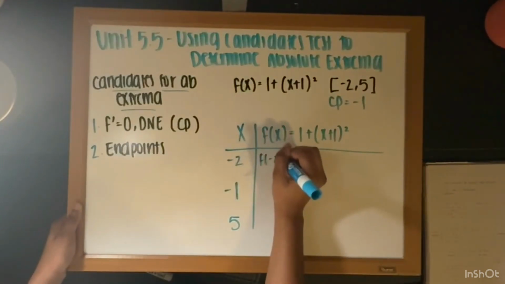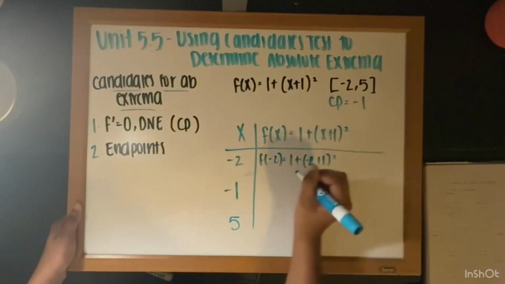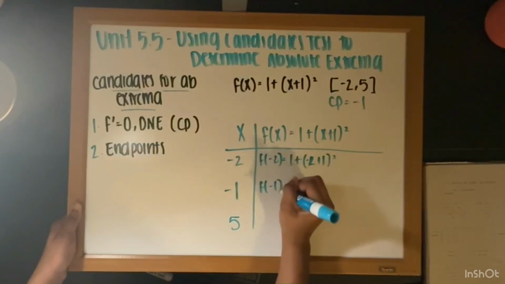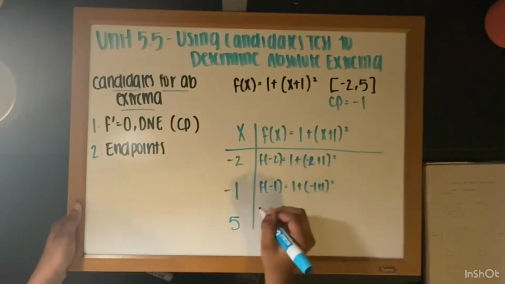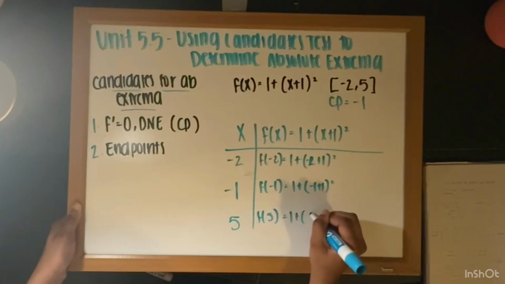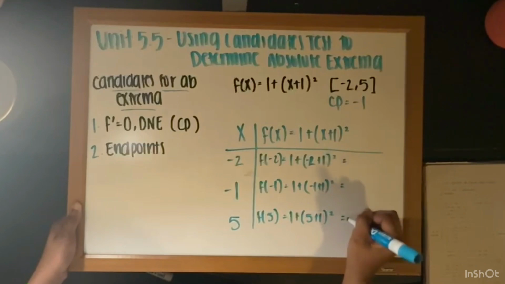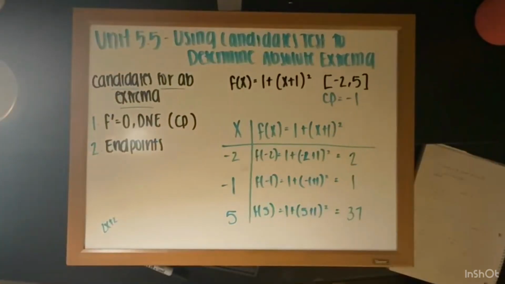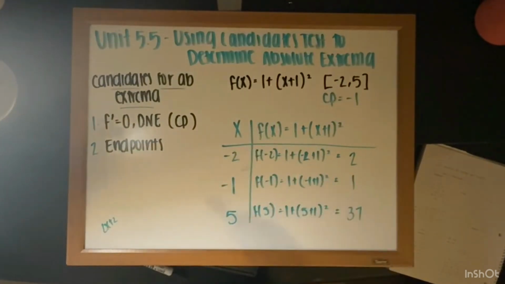So f of negative 2 equals 1 plus (negative 2 plus 1) to the power 2. f of negative 1 equals 1 plus (negative 1 plus 1) to the power 2. And f of 5 equals 1 plus (5 plus 1) to the power of 2. And solve. After solving, I have negative 2, 2; negative 1, 1; and 5, 37.